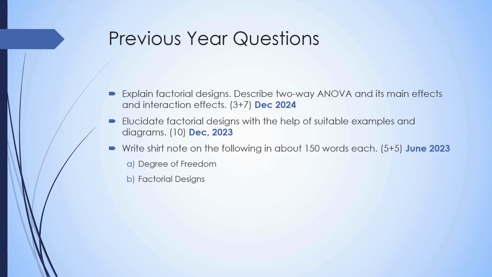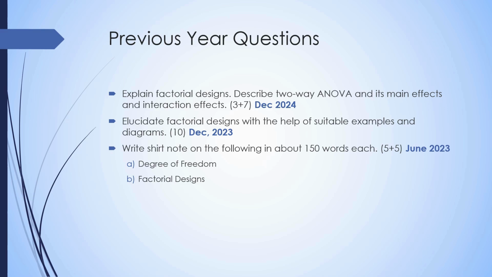The second question we have from December 2023, it says elucidate factorial designs with the help of suitable examples and diagrams. Again, same thing. You have to tell what is a factorial design. You have to say the types of factorial design. Each of them you have 2 into 2, 2 into 3, 3 into 3 and 2 into 2 into 2, 3 into 3 into 3. Give the examples and draw the diagrams.